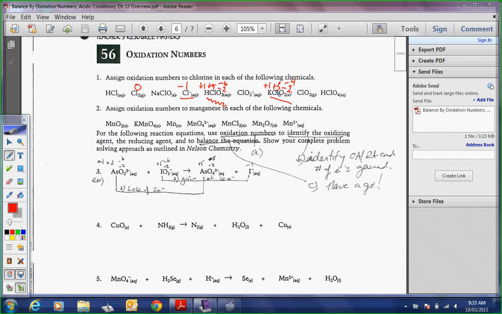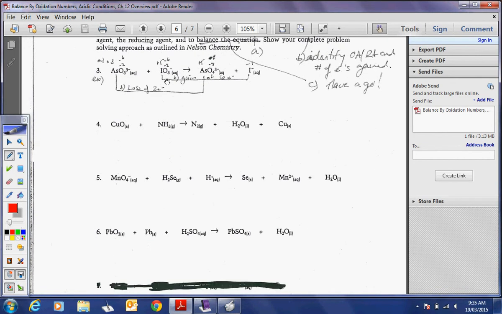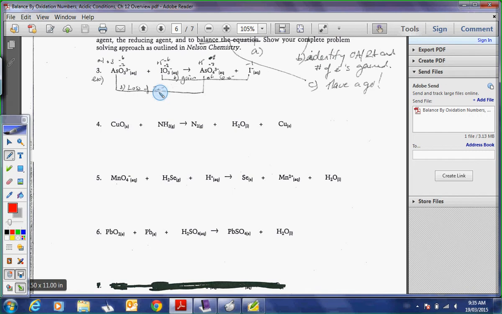So let's skip down to the questions that you did. The first one here, I've done the first few steps for you so that you could just concentrate on the last couple steps. So you can see that the As is losing 2 electrons, good. Does it say 2 electrons? Yeah. Good. And the gain is 6 electrons on the I.